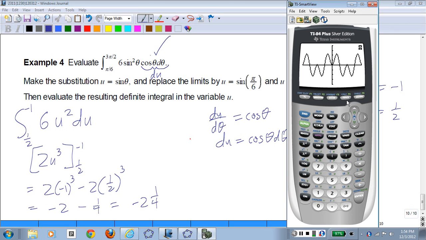Second, calc 7, pi over 6 lower limit, and 3 pi over 2 for the upper limit, negative 2.25 is what we get there. But I think it's probably easier than putting the thetas back in and then integrating that antiderivative from pi over 6 to 3 pi over 2. It's equivalent to doing that.